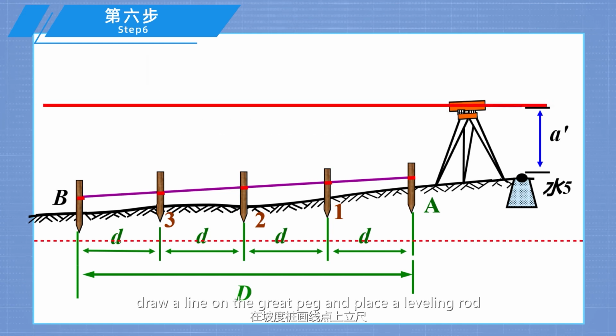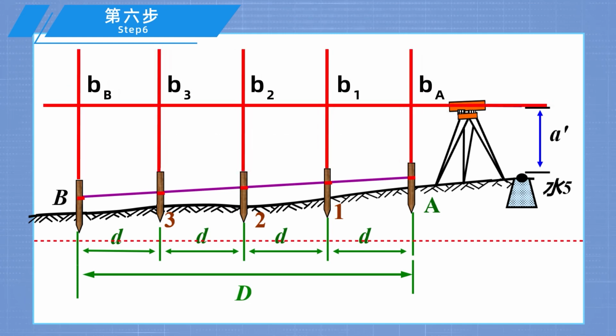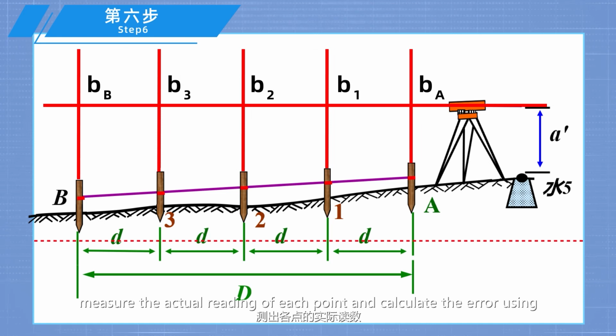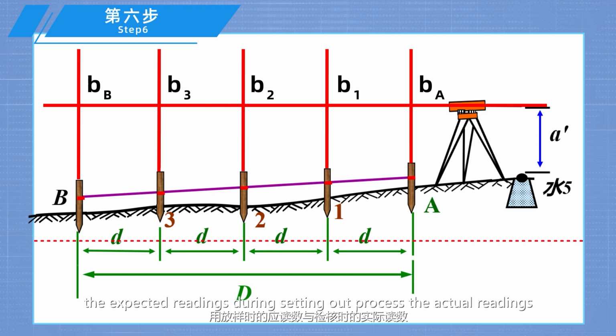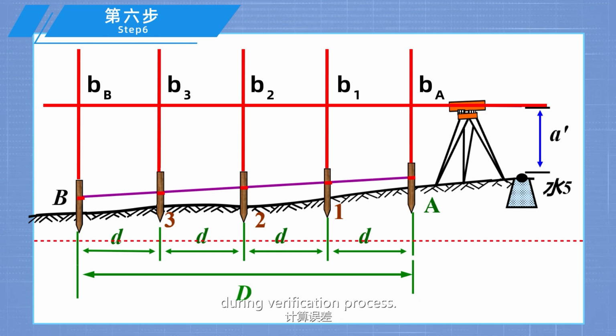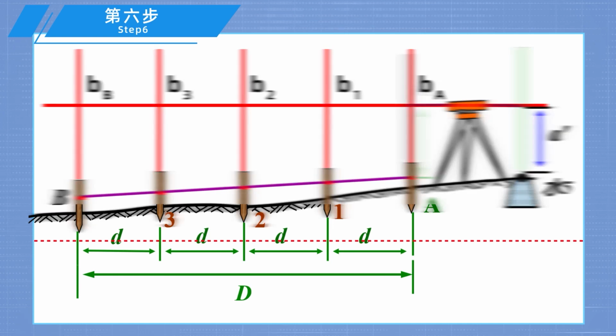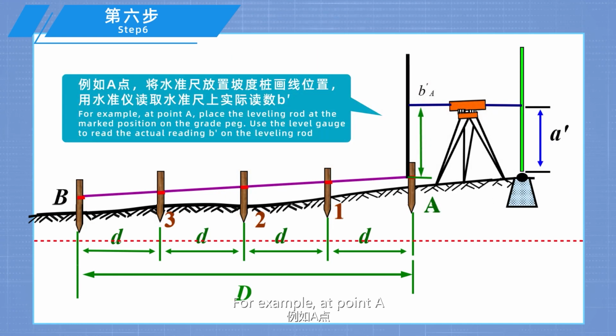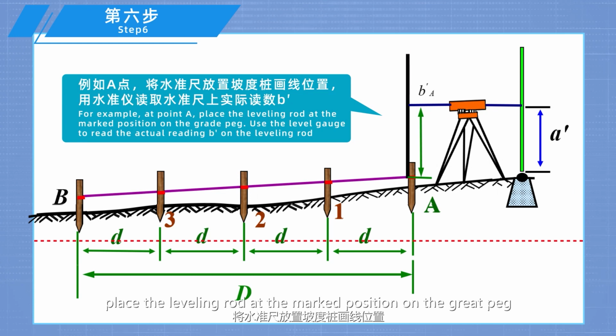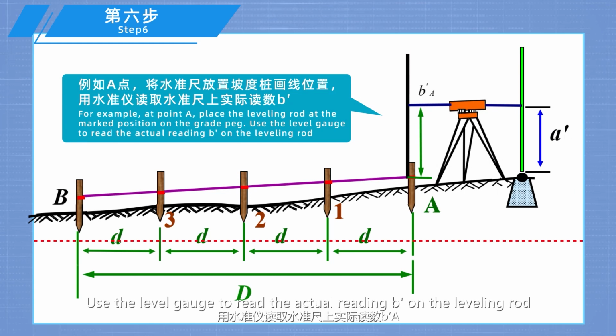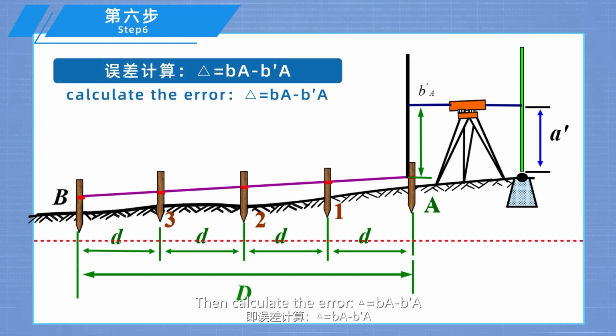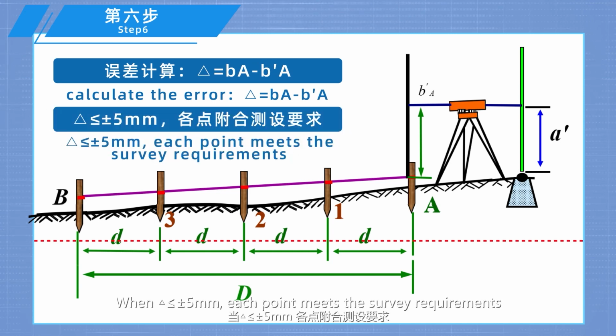Draw a line on the grade peg and place a leveling rod. Measure the actual reading of each point, and calculate the error using the expected readings during setting out process and the actual readings during verification process. For example, at point A, place the leveling rod at the marked position on the grade peg. Use the level gauge to read the actual reading B on the leveling rod. Then calculate the error, equals BABA. When less than or equal to plus or minus 5 mm, each point meets the survey requirements.